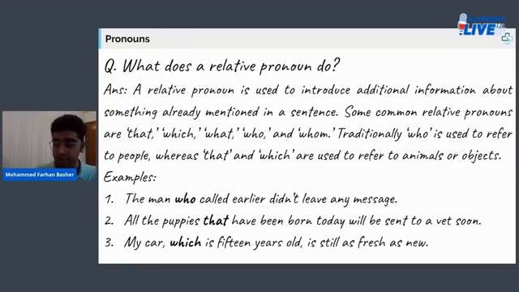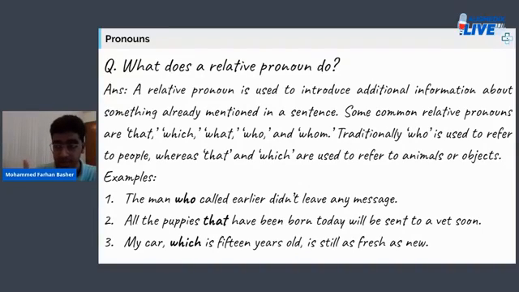The man who called earlier didn't leave any message. And take a look at this. You basically want to say that the man didn't leave any message, right? But not only that, you want to add more to this. Who is the man that didn't leave any message? The man who called earlier. So in this case, him calling earlier is some additional information that you want to include in this sentence.